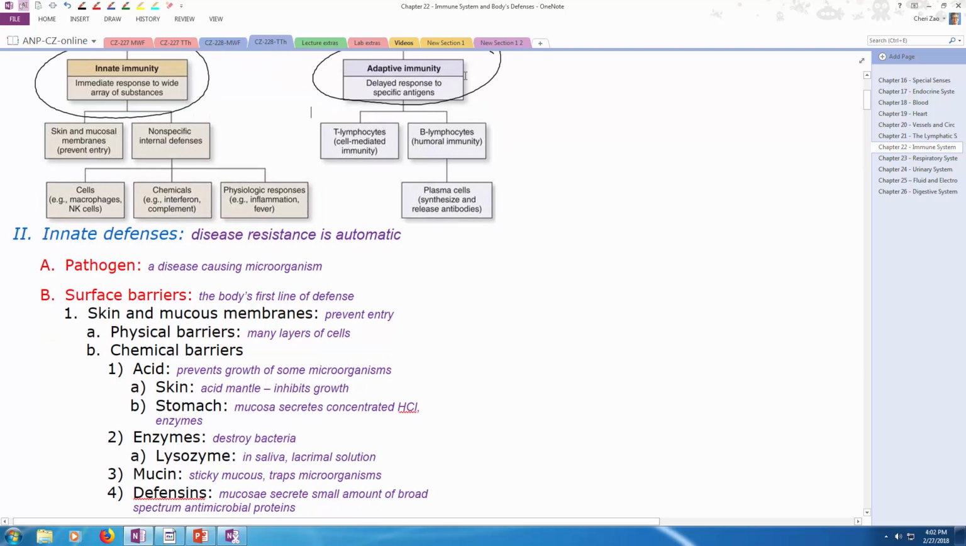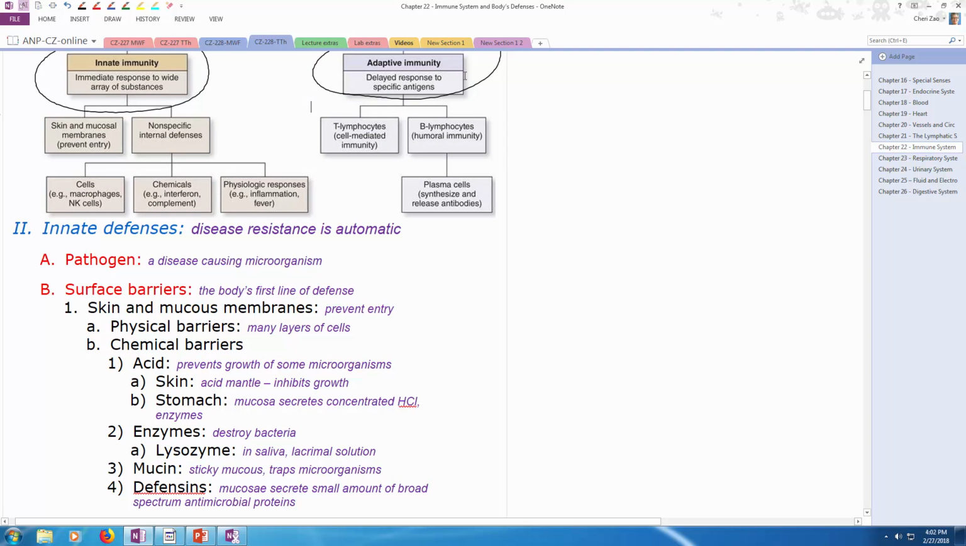So let's take a look at the innate defenses. So this means disease resistance is automatic, it's built in, it's part of your construction. When we take a look at you, it's your actual construction which is protecting you for the most part. A pathogen, a disease-causing microorganism. That can be a virus, that can be a bacteria, that can be a parasite, and anything that can cause you actual harm.